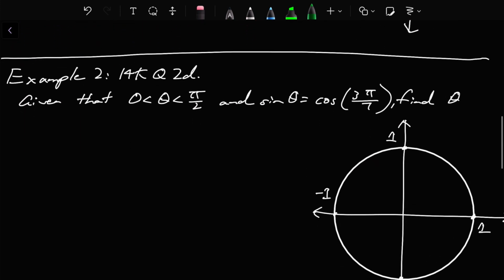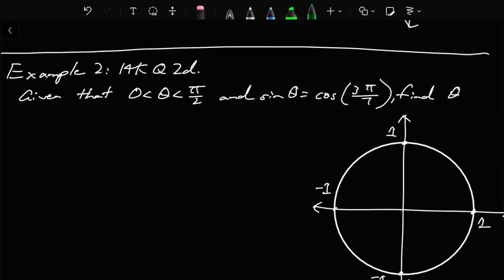Okay, example 2, 14K, question 2D. Given that theta is in between 0 and pi over 2, which means that we are in the first quadrant, always label things like this, it just makes your life a bit easier. And sine of theta equals cos of 3 pi on 7, find theta. Okay, so we know that theta is in the first quadrant, and we know that the sine of theta is equal to the cos of 3 pi over 7, which is important.